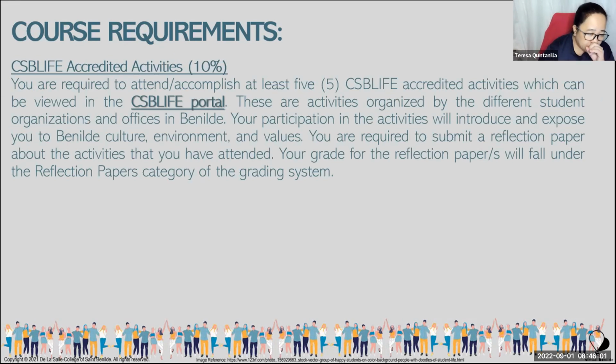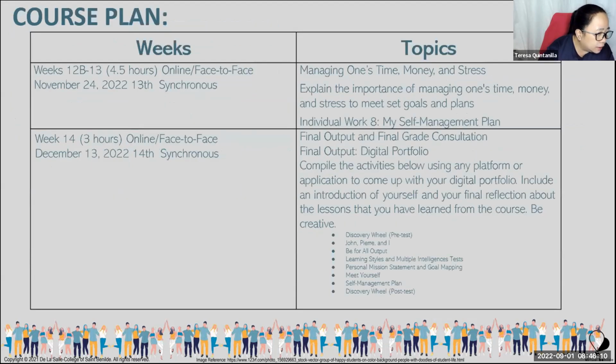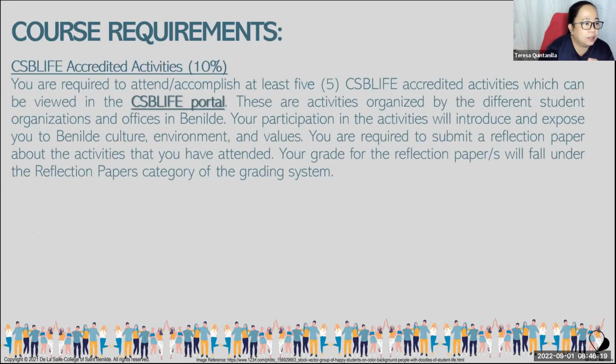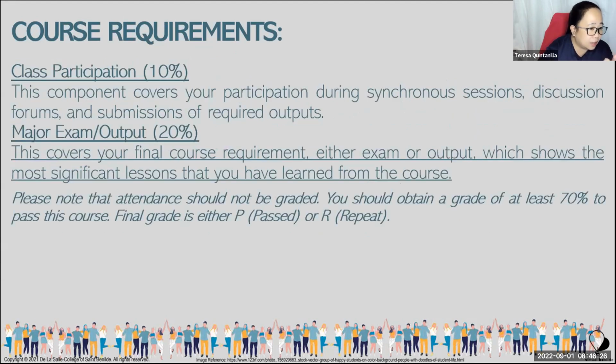Okay. So the bigger chunk of your grade will come from your group work, individual work, and reflection paper, and also the final project. I think this is 80%. So the remaining 10% is the CSB Live activity and the class participation. Then for the major exam, or not an exam but an output, that will also be 20%.